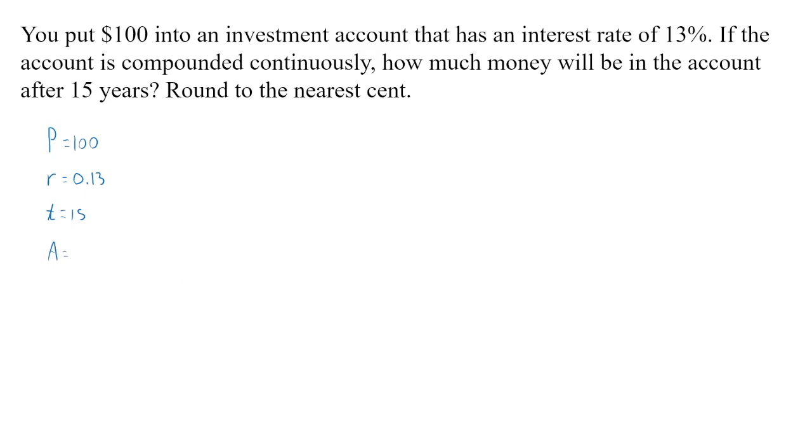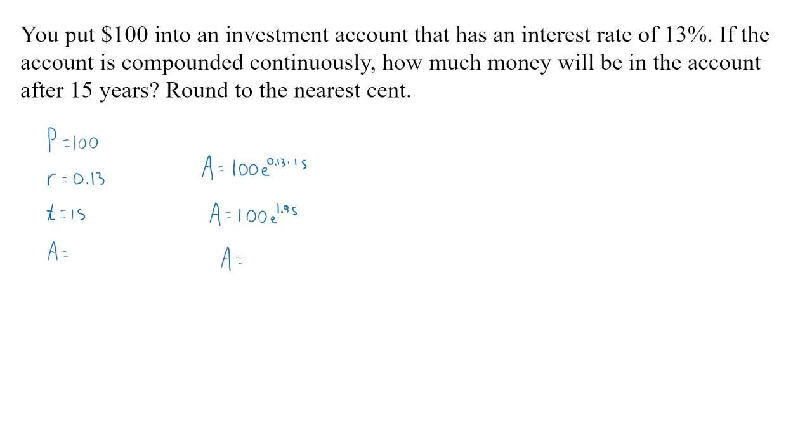Now remember, this is compounded continuously. So we're going to apply the formula. A equals 100 e to the 0.13 times 15. We're going to go ahead and multiply 0.13 by 15, and you will get 1.95.